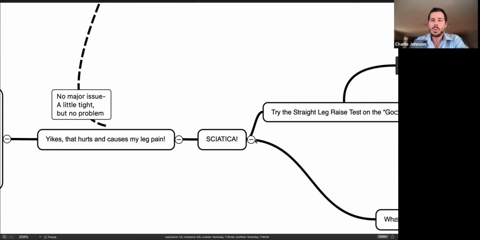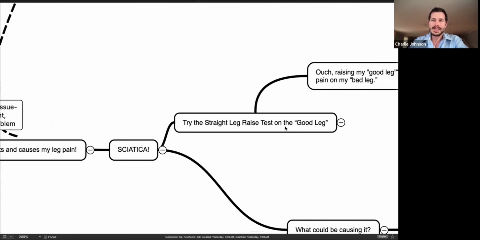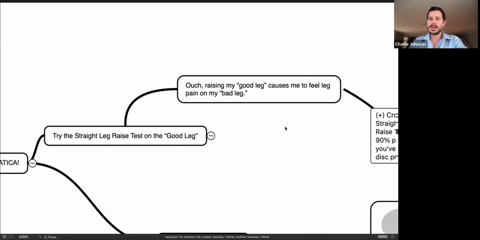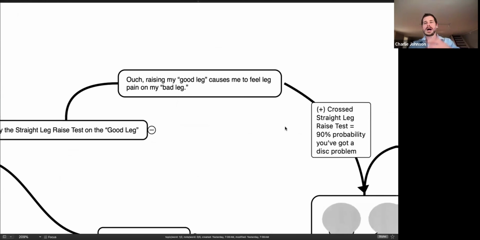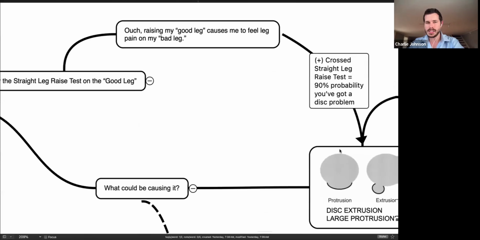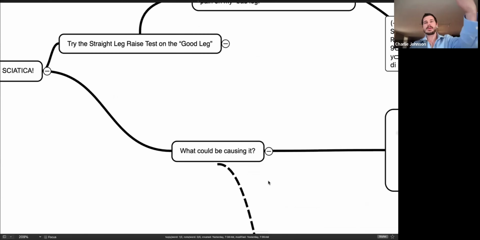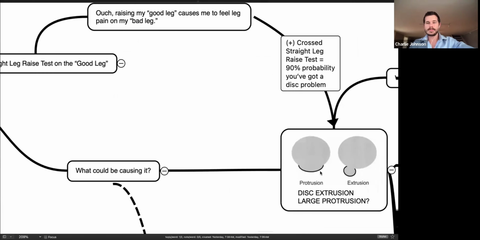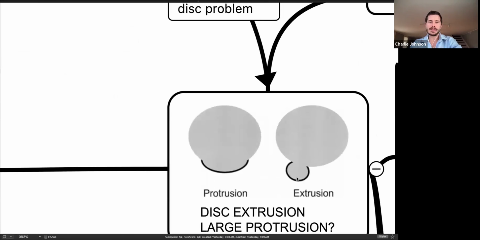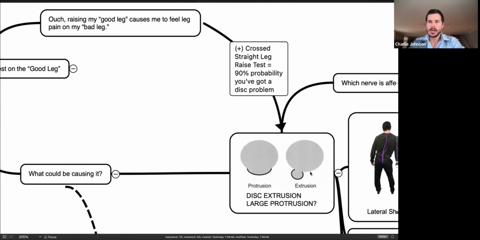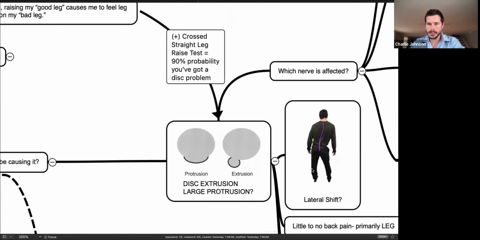Now, he only had it on the one side. He did not have a positive straight leg raise on the other side. Let's just say he did have yucky leg raises on both sides, and this is what we call a positive cross straight leg raise, which increases the probability even more that he's got a disc problem. But he only had the one side, and it's like, well, what could be causing it? Well, maybe Piriformis Syndrome, or most likely in his case, a disc extrusion or large protrusion. All right, and here are some of the signs.